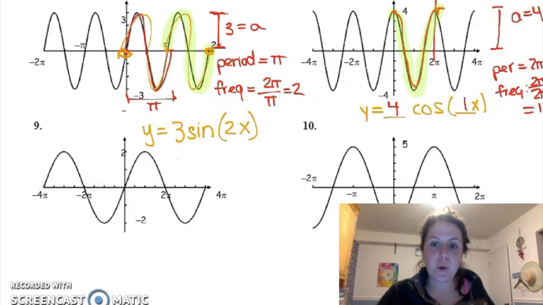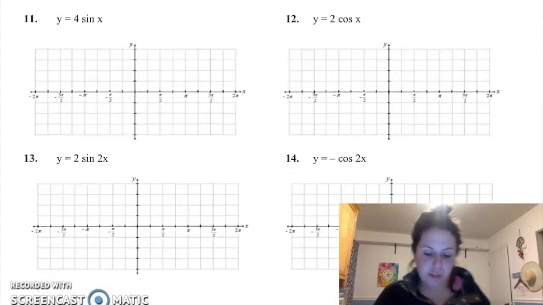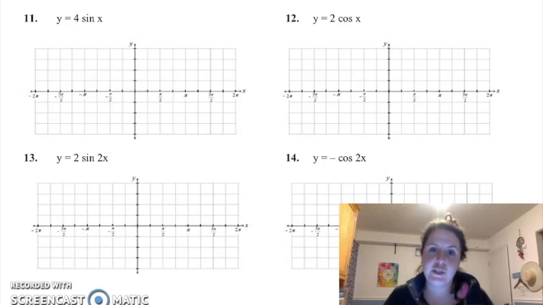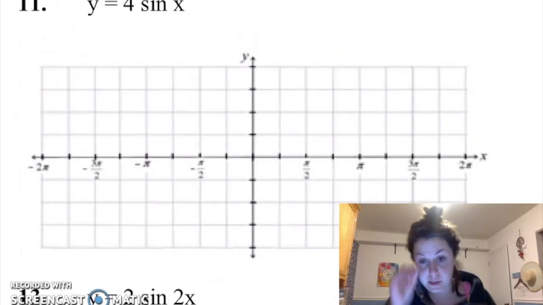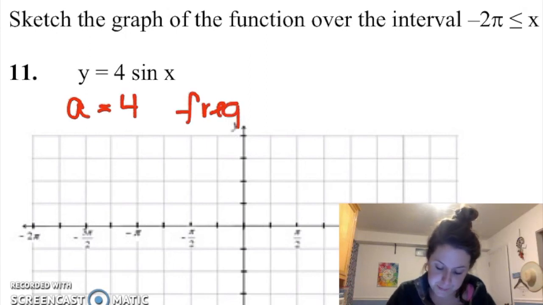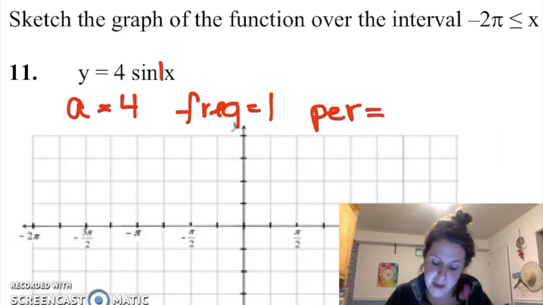All right, let's do another one of those. Let's go down here. Actually, let's just do some graphing. Let's jump into this. So we're going to graph these on the interval from negative 2 pi to positive 2 pi. And so let's check out this one. Okay, my amplitude is 4. My frequency is 1, because that's 1 sine, or 1x, right? And so the period is 2 pi over 1, or 2 pi. Now the midline is going to be at y equals 0.